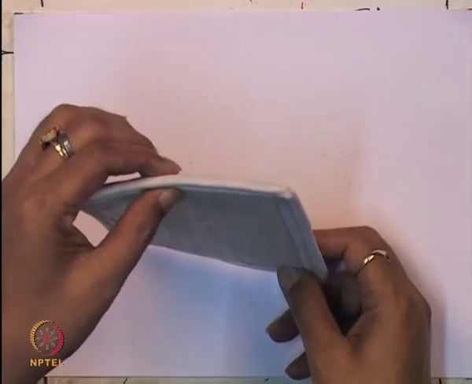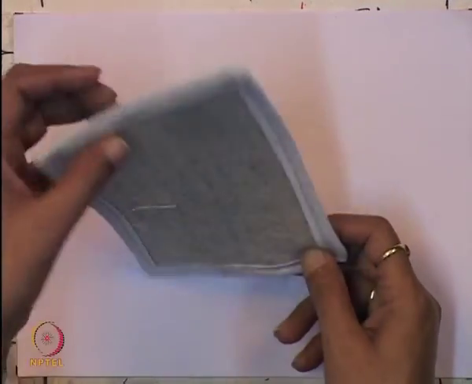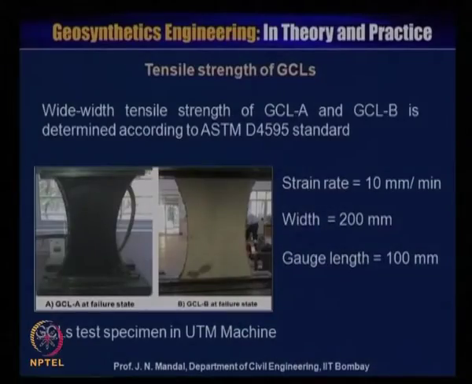This geosynthetic clay liner is also tested for tensile strength. So what will be the tensile strength of this material? The wide-width tensile strength test has been performed for samples GCL A and GCL B as per ASTM D4595. You can see here the strain rate is 10 millimeter per minute, the width of the sample is 200 millimeter and the gauge length is about 100 millimeter.